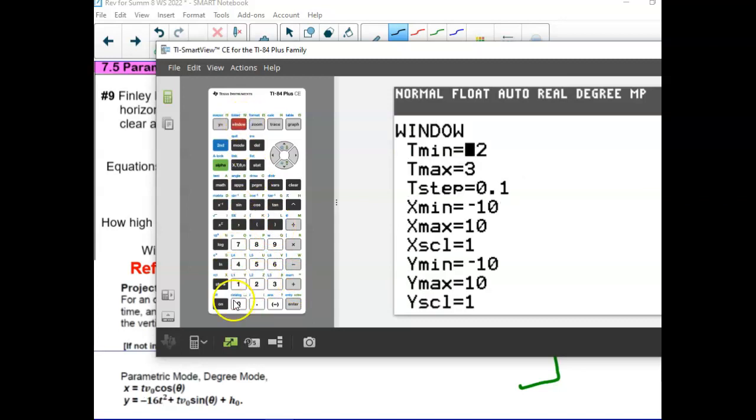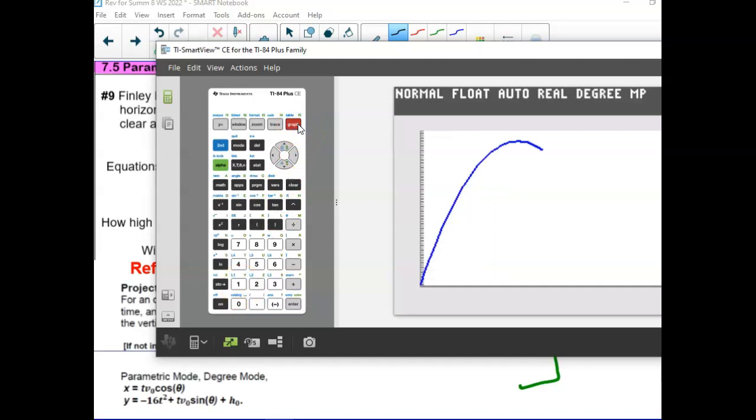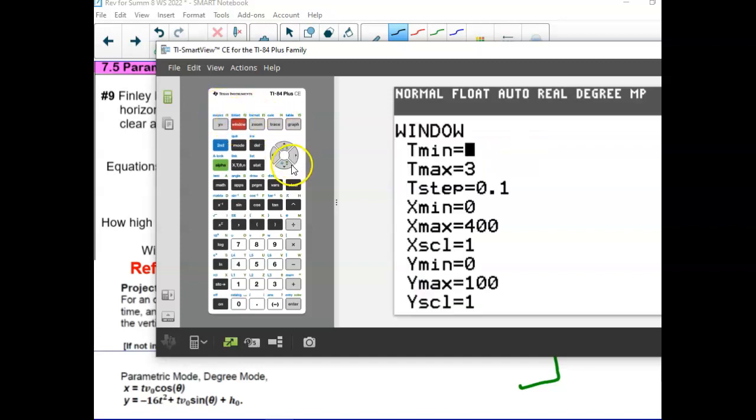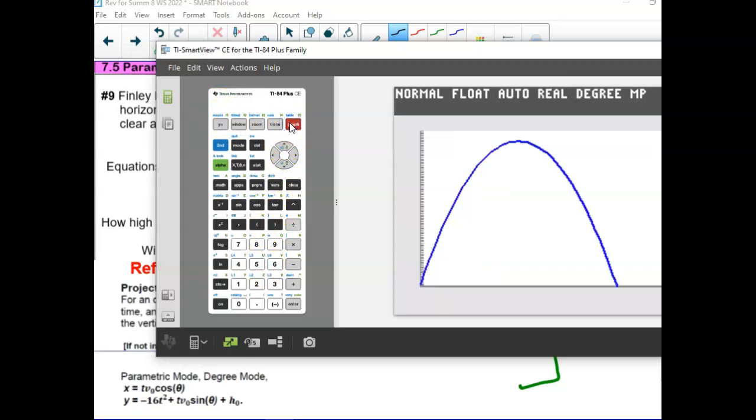Okay, so I'm going to go to my window and put in, we said 0 to 3 seconds. The t-step should always be 0.1. And then we tried 0 to 400 for x, and for the y min and max, we did 0 to 100. Okay. How did that work? Well, it fits in the window, except we needed a couple more seconds of time. I'm going to try 5 seconds. I think that might be enough. There.